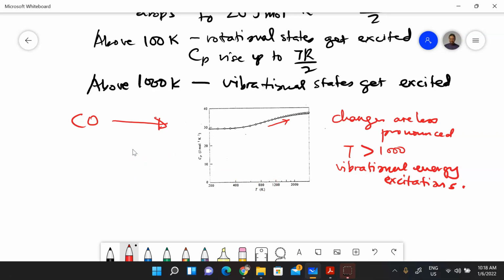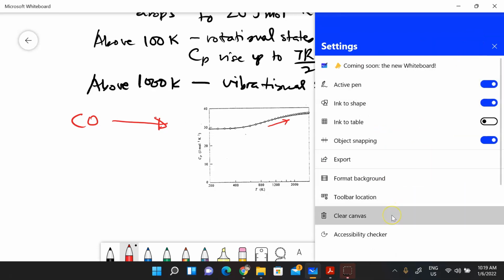Some of the sections in the book, I don't think I want to go through too much, so I will just go through one section on the equipartition theorem, and then the rest you can either wait for my notes or just read from the book. Okay, so let me go through the equipartition theorem. Sorry, maybe I should just clear the whiteboard.